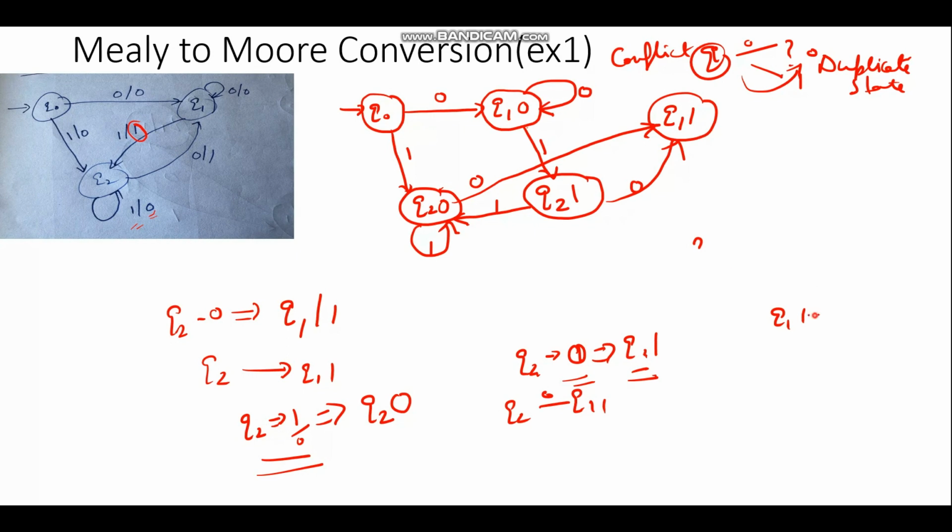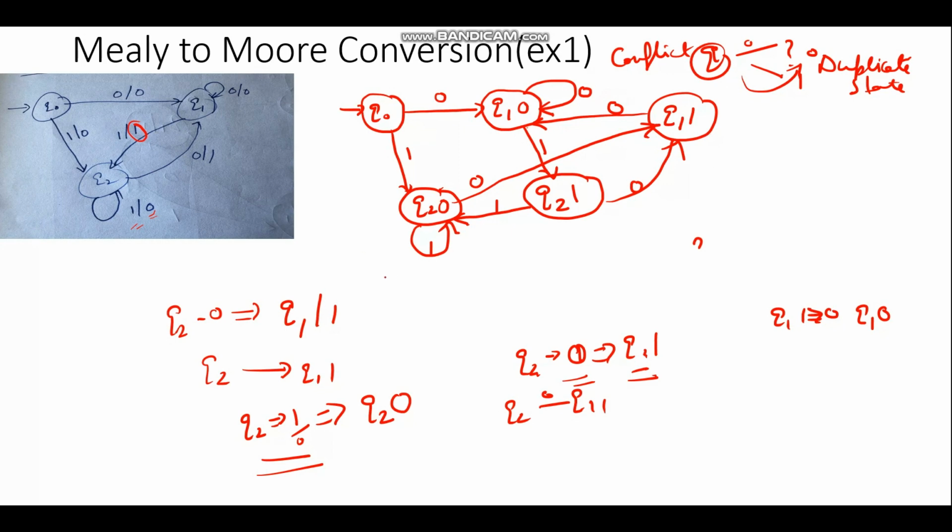So when Q1 is given input 0, it is remaining at Q1, and in that case the output is 0. So it means it is something like Q1 0. So from Q1 1 we can draw an edge to Q1 0 with input 0. So what will we do? From Q1 1 the edge goes over here and input in that case is 0.